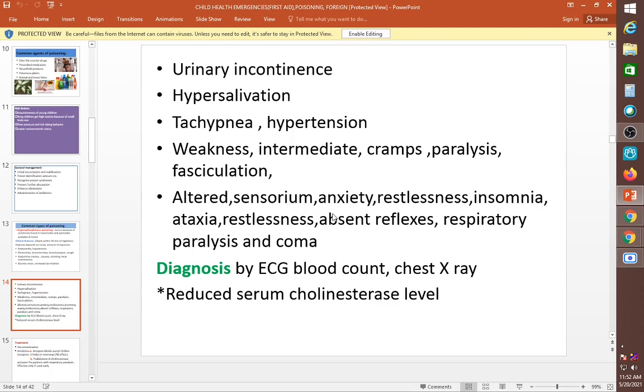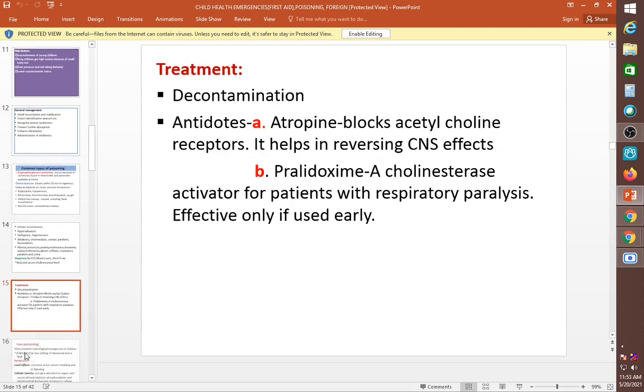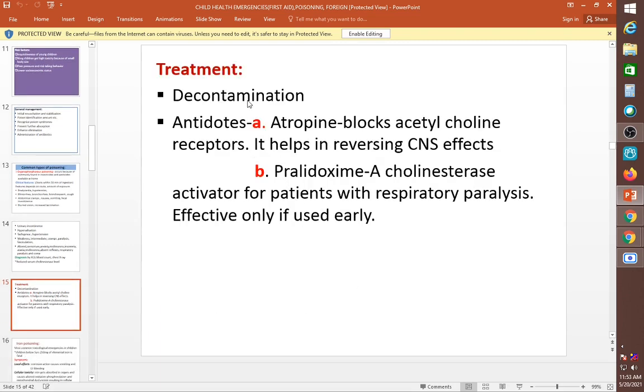ECG is done, blood count is taken, chest X-ray, then reduced serum cholinesterase level. This is an enzyme, and it is reduced in the blood. It suggests organophosphorus poisoning. Fine. Then what to do? Treatment is decontamination. So you have to take out that poison.